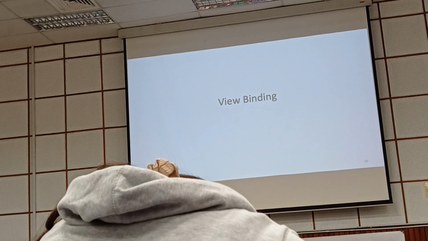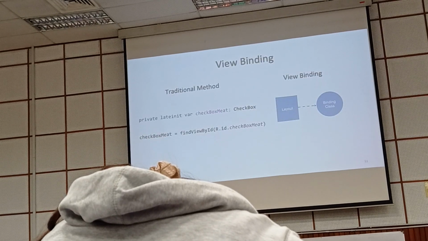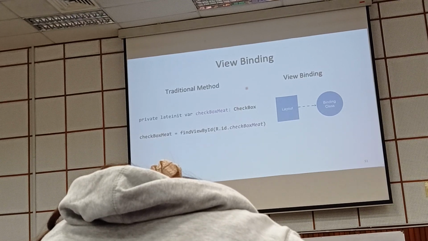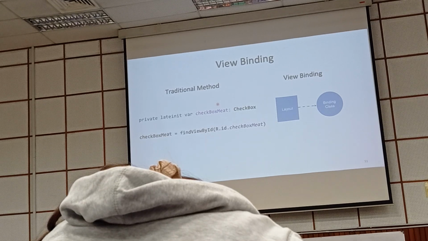The next thing I'd like to share with you are two modern UI methods. The first one is called view binding. This view binding is a feature that allows you to more easily write code that interacts with the views. Once view binding is enabled in your module, it will generate a binding class.